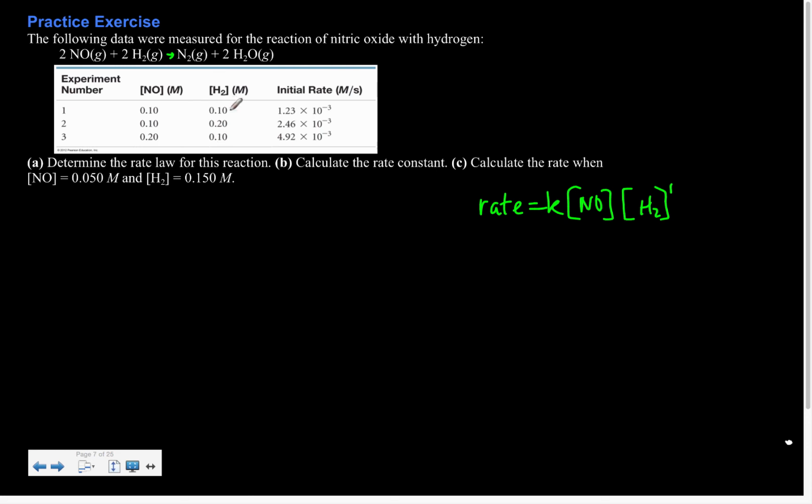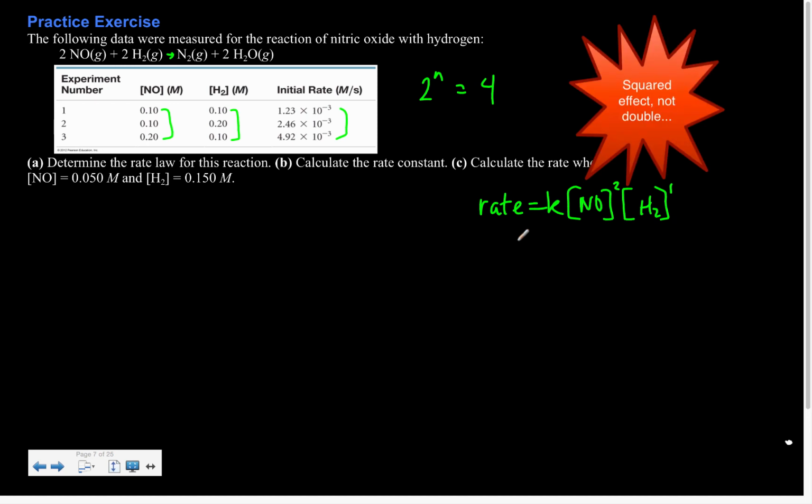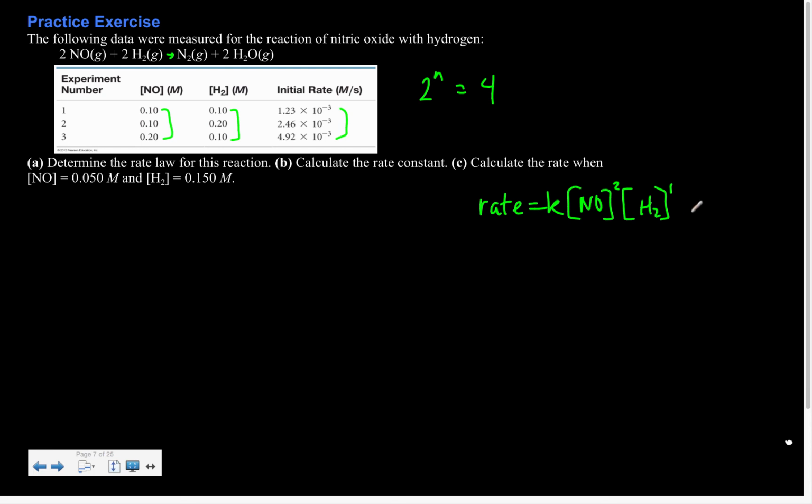If we look at NO, we could pick these two trials, for example. H2 is constant here, and my NO doubles. What happens to my rate? If you need to, you can type it in to divide it. But as that changes, the rate goes up by a factor of 4, which means my exponent is 2. So this reaction is second order with respect to NO, meaning whatever change I impart on the concentration, it's going to be double that effect on the rate. And H2 is first order. So this is my rate law for the reaction, and this would be the answer to A.